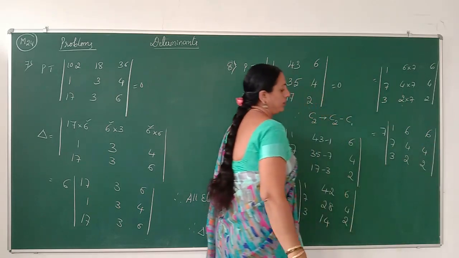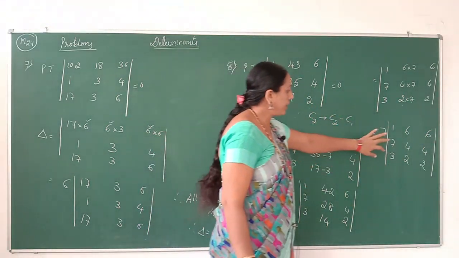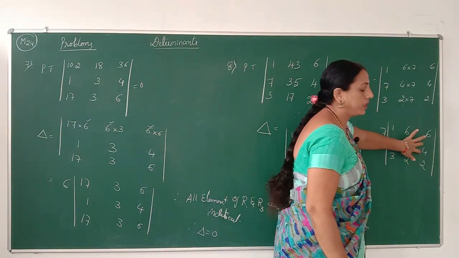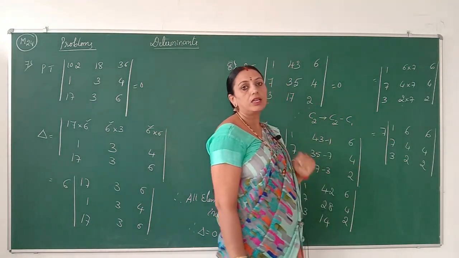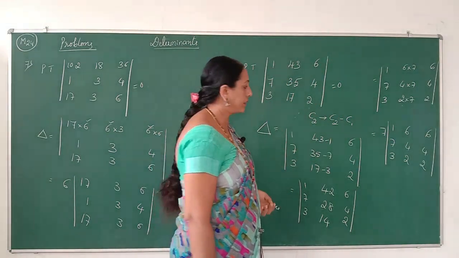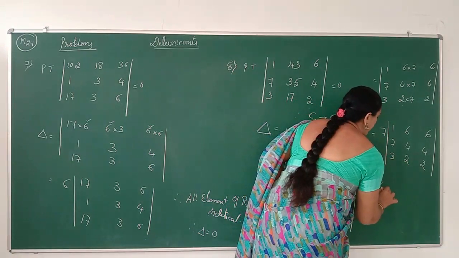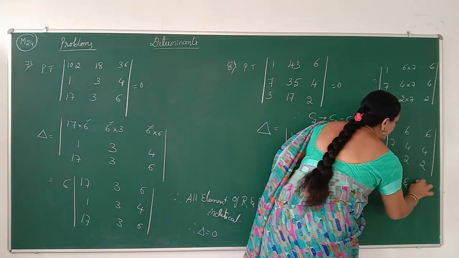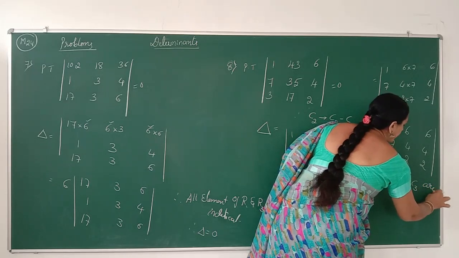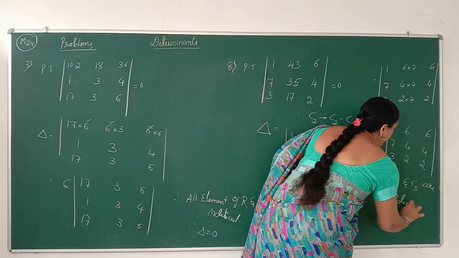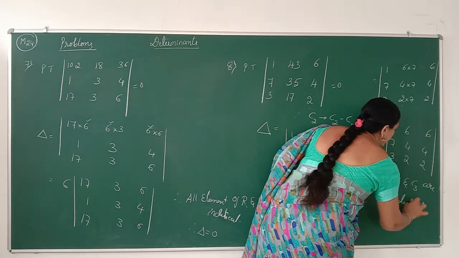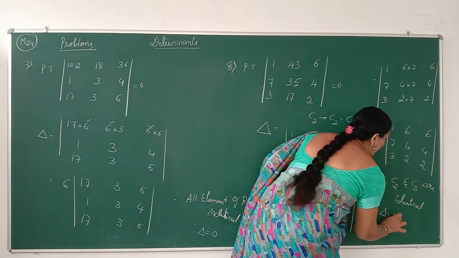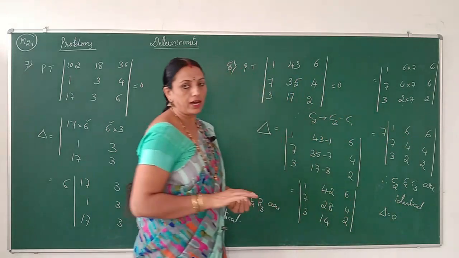So then we observe all the elements of the second and third columns. All the elements of the second and third columns are identical. Therefore, the value of the determinant is 0. Therefore, C2 and C3 are identical, then delta is 0. That is the RHS.